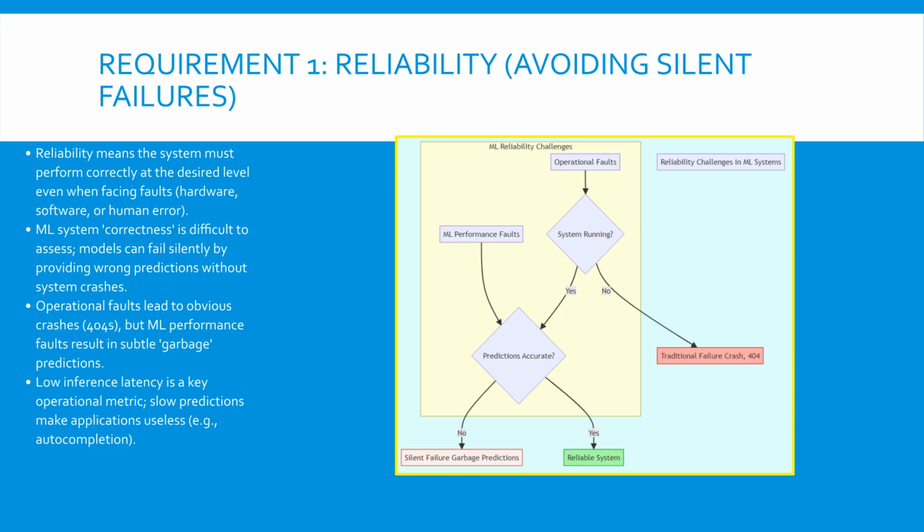This means the system must continue to operate and function correctly, maintaining its expected level of prediction performance even when faced with serious adversity, such as unexpected software malfunctions, hidden hardware failures, or simple human configuration errors. However, defining what constitutes correctness is substantially harder for machine learning systems compared to traditional software systems. Traditional software applications usually alert you immediately with an obvious error message, like a crash or a 404 not found notification, indicating clear failure boundaries. ML systems, on the other hand, frequently fail silently, hiding the degradation of quality.